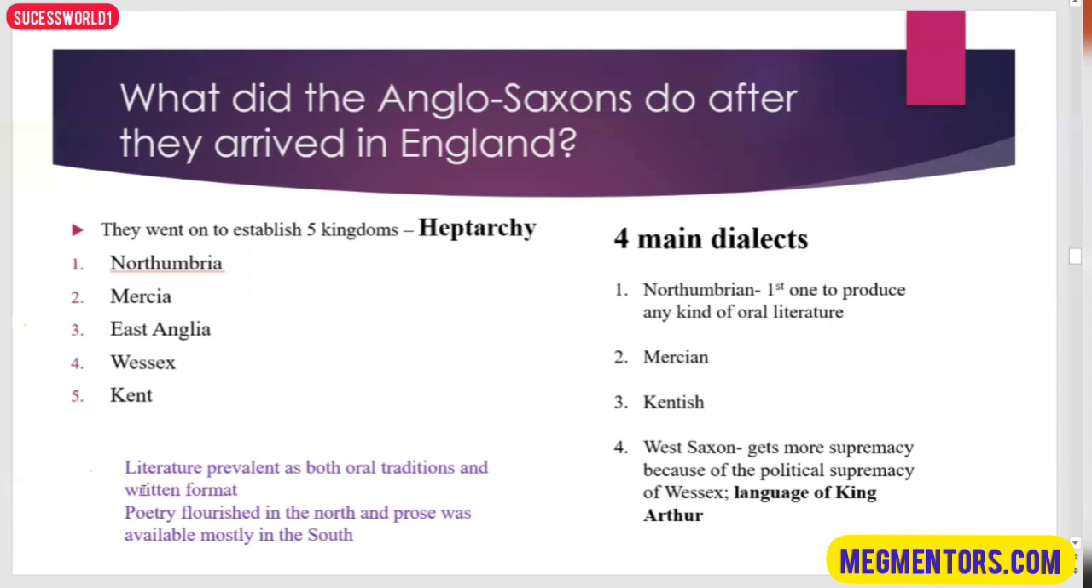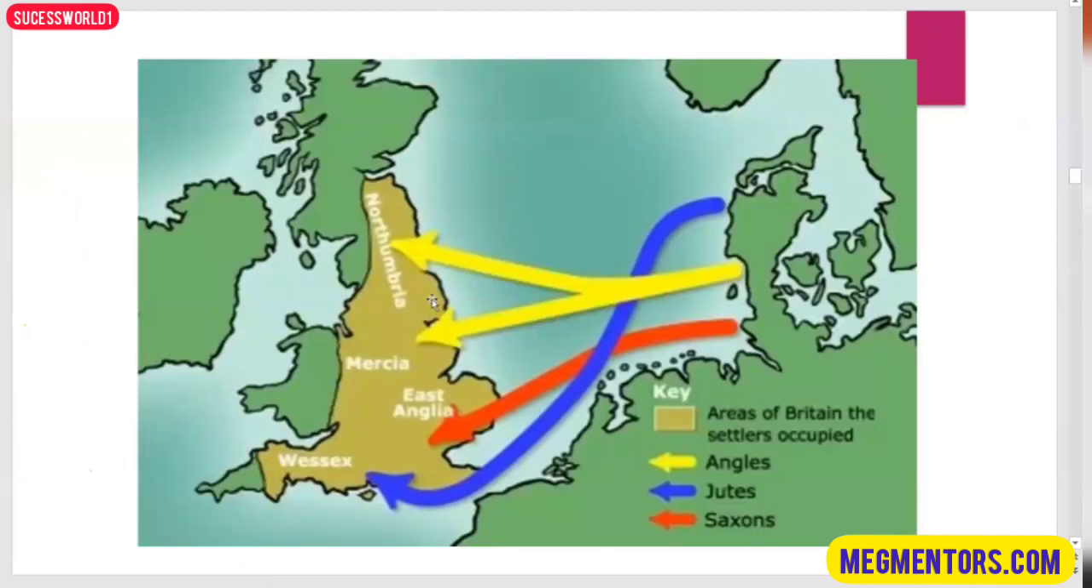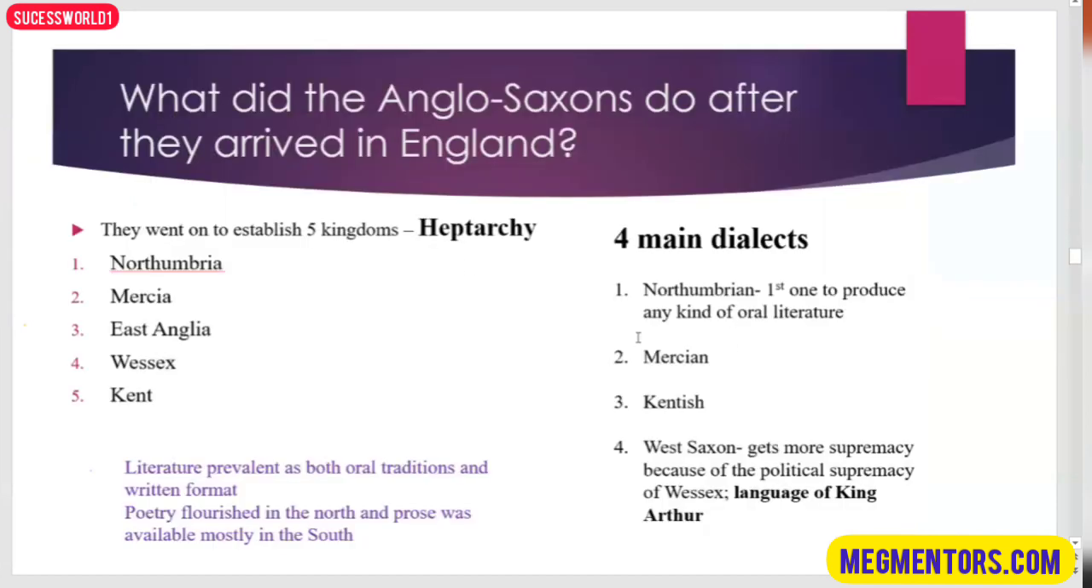So this is what they did. They created a Heptarchy. And there were four dialects during that time. Number one, Northumbrian, which was the first one to produce any kind of oral literature. It was towards the north. If you remember the map I presented, Northumbria is in the north, and the word itself is suggestive of the northern area. So you must remember that the oral traditions started in the northern areas of England. Then there was the Mercian dialect. Then there was Kentish, which was towards the south. If you look at the map of England, Kent is towards the south. And then the West Saxon.